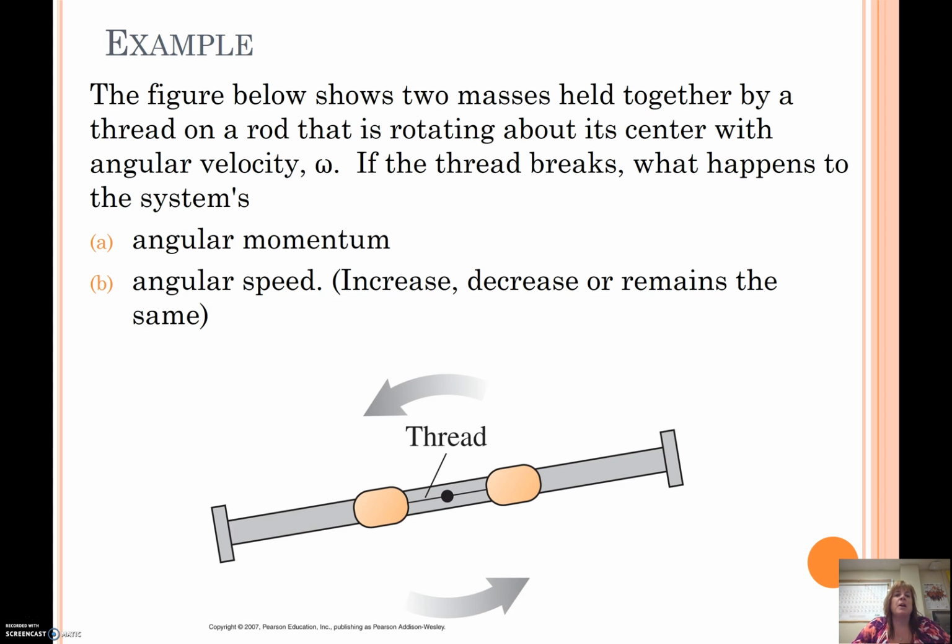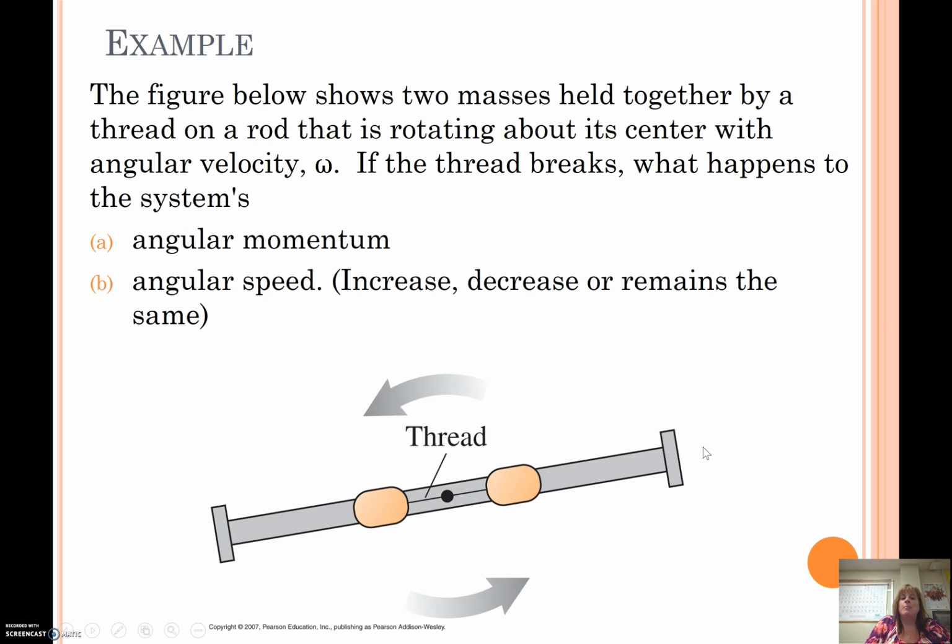Last thing I want to talk about: we have a figure here with two masses that are currently held together by a thread. I have these two masses connected by a thread, and this rod here is rotating at a constant angular velocity. If the thread breaks, these things are going to go to the outer edges. They no longer have a centripetal force from the thread keeping them towards the center, so they're going to roll out until this end applies a force keeping them in the circle.